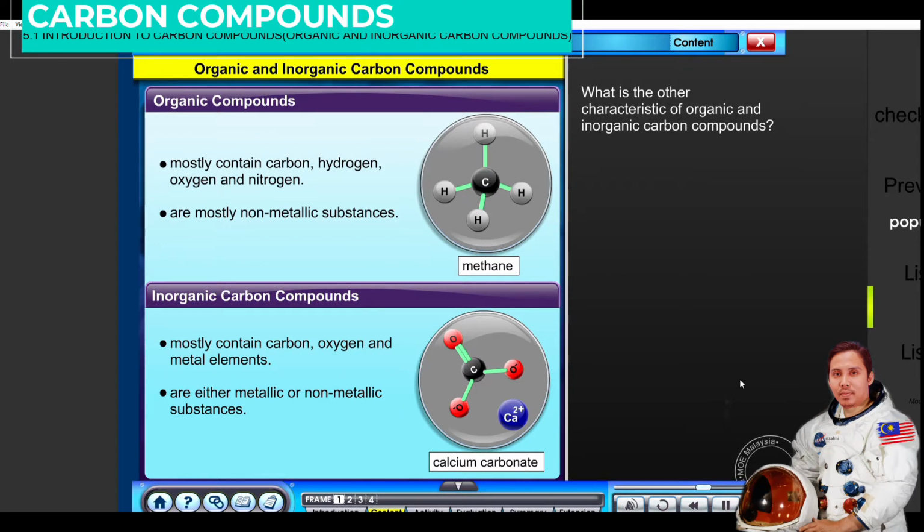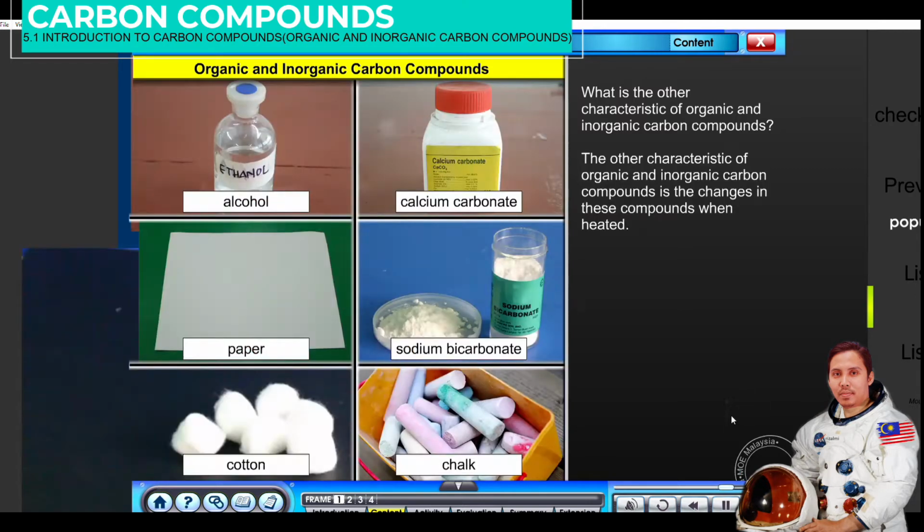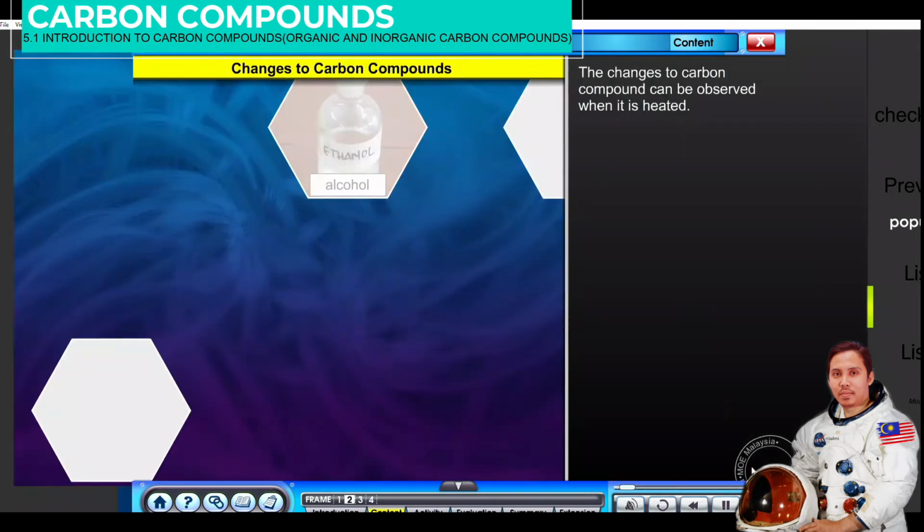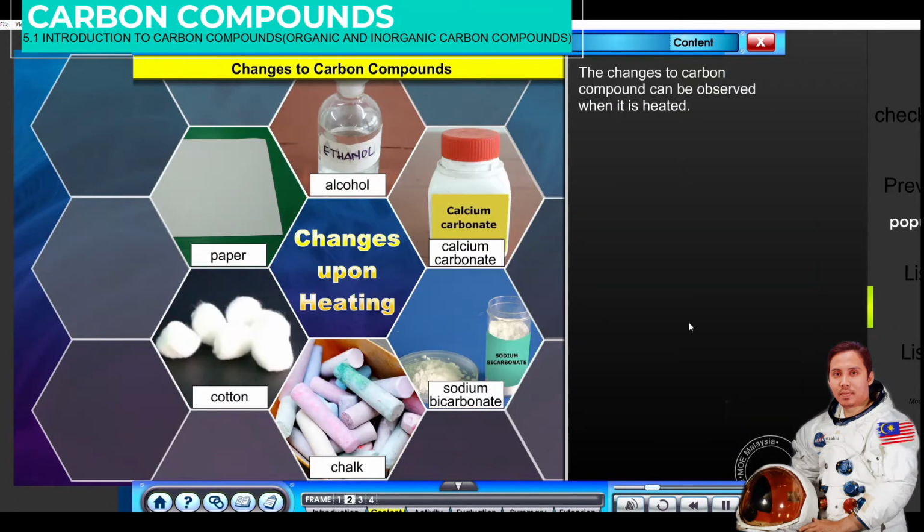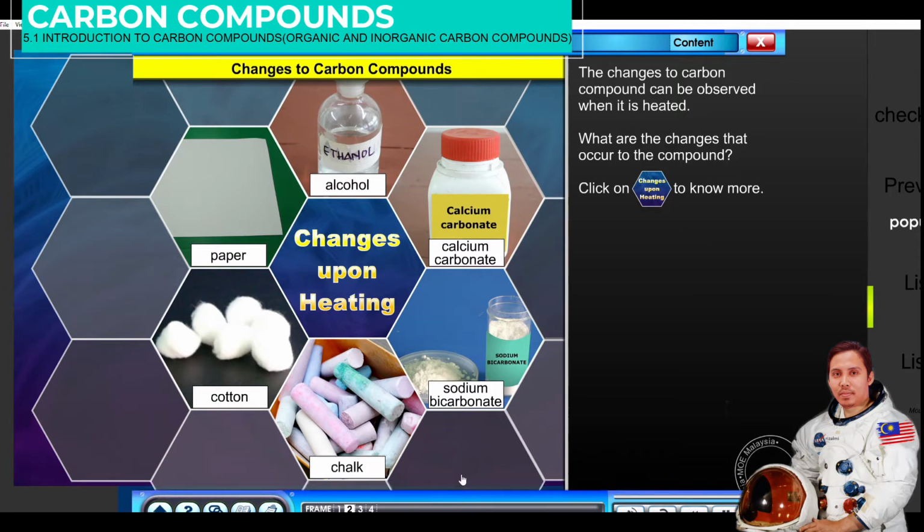What is the other characteristic of organic and inorganic carbon compounds? The other characteristic is the changes in these compounds when heated. Let's find out more about this characteristic. The changes to a carbon compound can be observed when it is heated. What are the changes that occur to the compound? Click on Changes upon heating to know more.